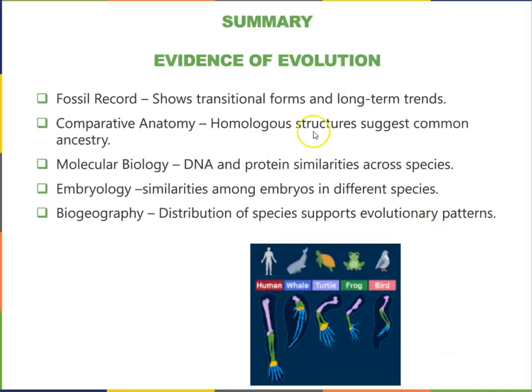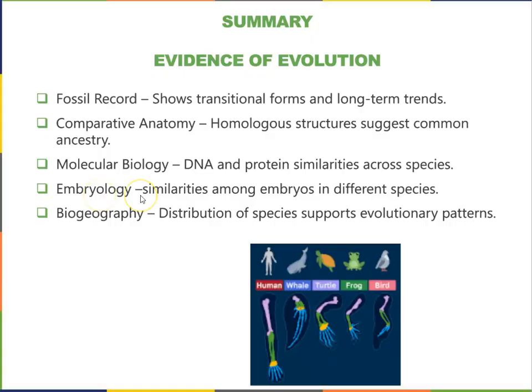In summary, the following evidences support evolution. The fossil record shows transitional forms and the long-term trends of organisms. Comparative anatomy using homologous structures suggests the common ancestry among species. Molecular biology evidence uses DNA and protein similarities across species to support evolution.